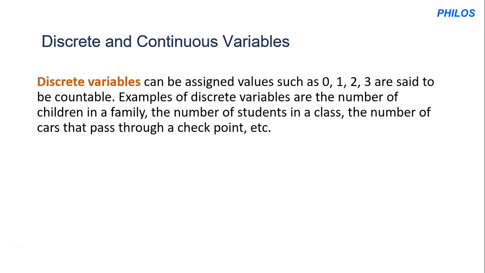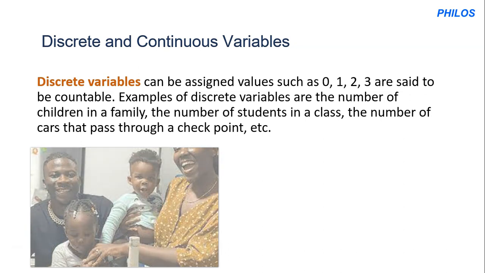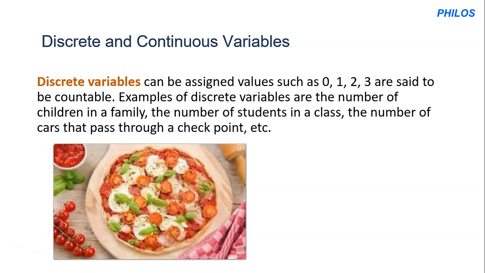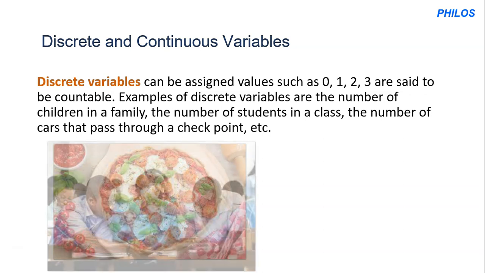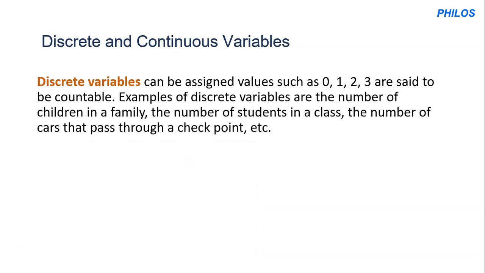Now when we talk about discrete variables, they can be assigned values such as 0, 1, 2, 3. They are countable. So examples of discrete variables are the number of children in your family. You can count them. Or the number of pizzas sold by Pizza Man a day is also a discrete variable because you can count it. Or the number of students in your class, you can count them. They are countable, hence it's also a discrete variable. Or the number of cars that pass through a checkpoint is also countable, so it's a discrete variable.